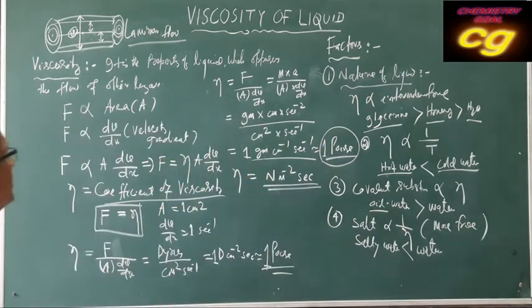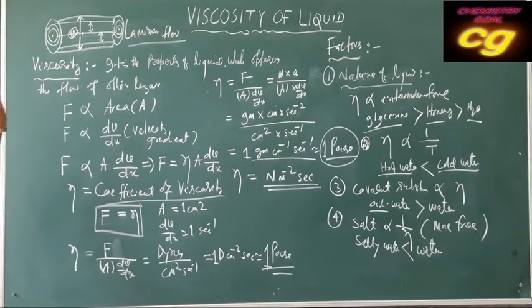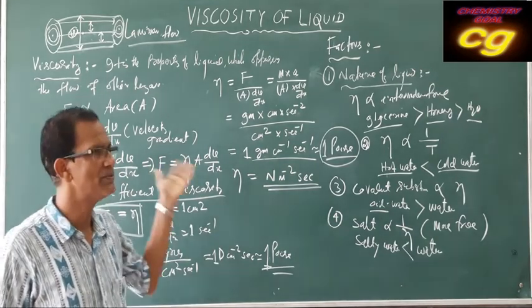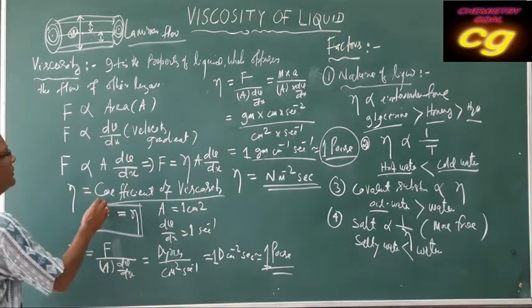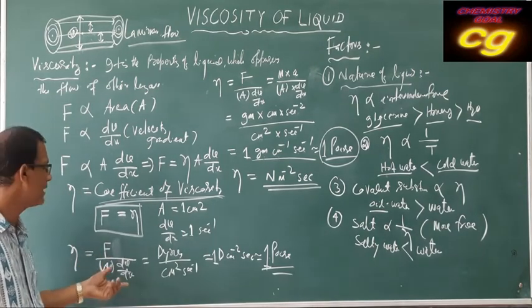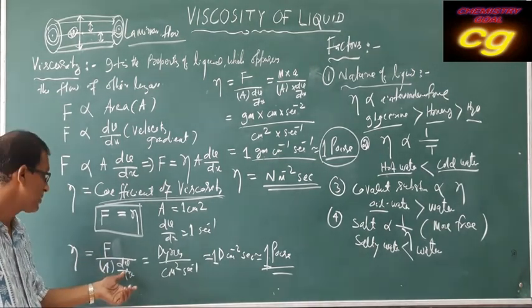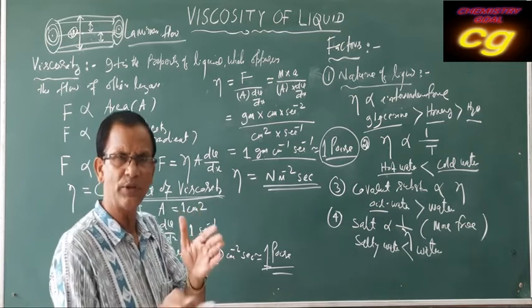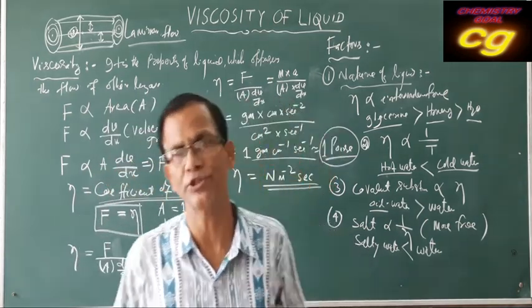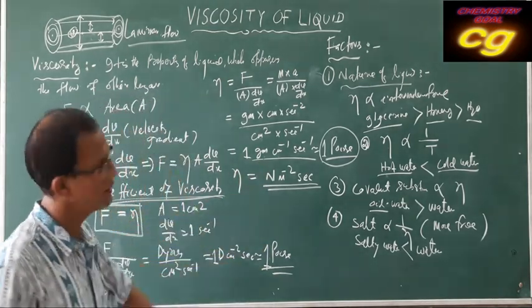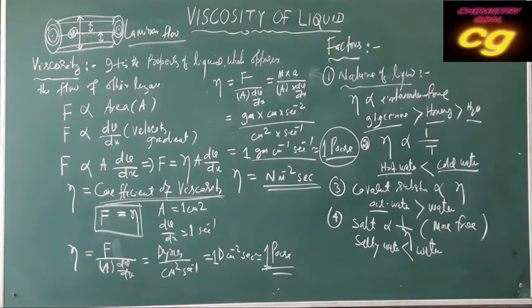So this is regarding the viscosity of liquid, a very important property of liquid. Every liquid has the viscosity property. It opposes the flow of other layers, and it is measured by the coefficient of viscosity. Coefficient of viscosity is expressed as force per unit area per unit velocity gradient. If area is 1 and velocity gradient is 1, then the force acting between the layers is called viscosity. So more force, more viscous. We have to remember this concept regarding the property of viscosity of liquid.